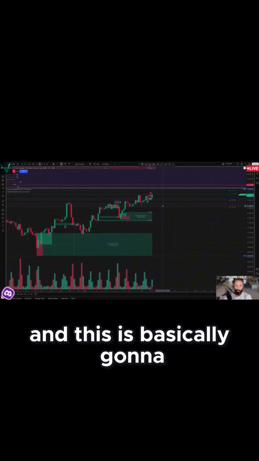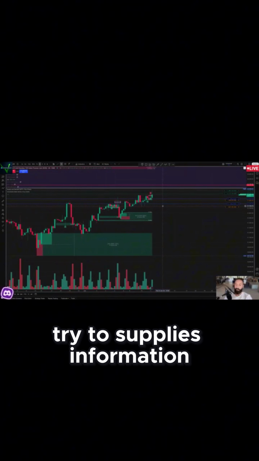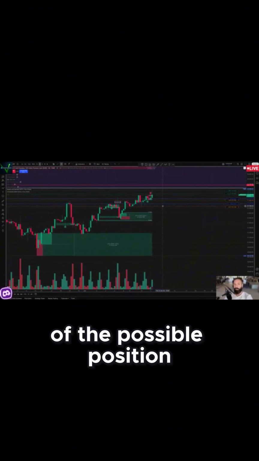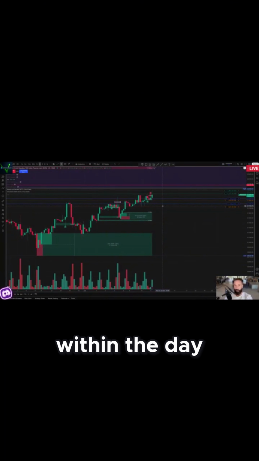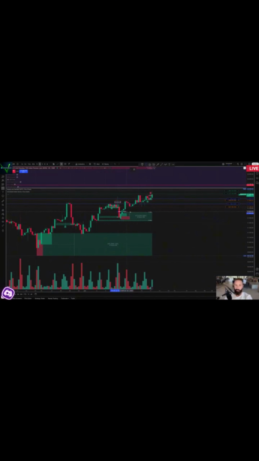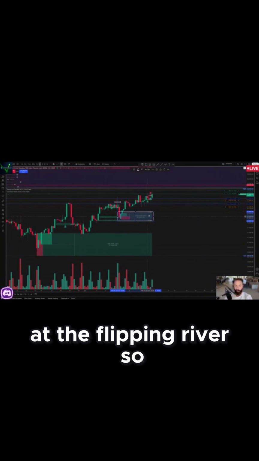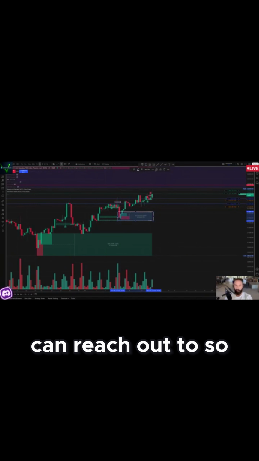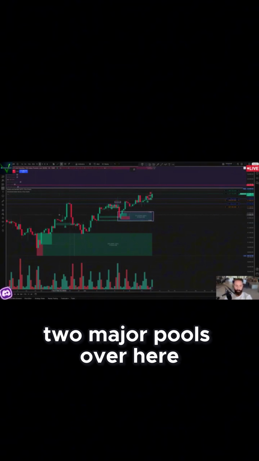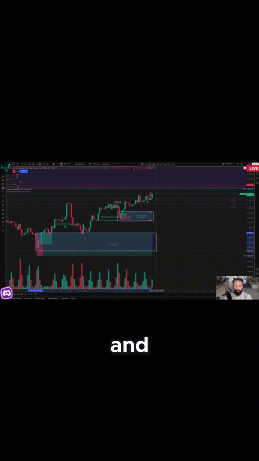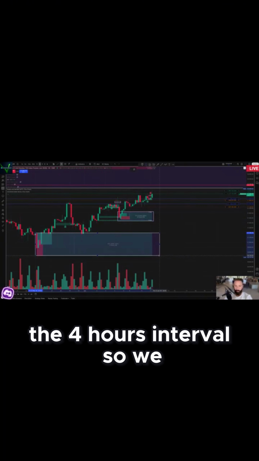And this is basically gonna try to supply information of the range of the possible position within the day where the price can actually reach. So in the 4 hours interval, we're already marking a pool that we understand the price can hit, either flip and reverse, but definitely can reach. So we see two major pools over here, and they're both implemented in the 4 hours interval.